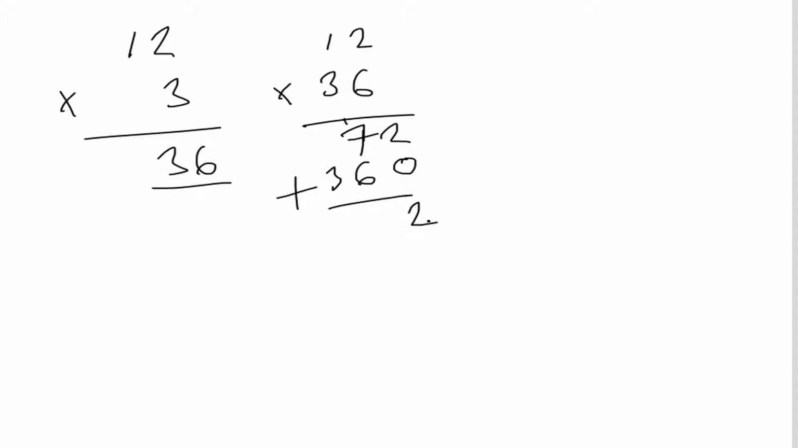So 2 plus 0 is 2. 7 plus 6 is what? 6, 12, 13. Carry the 1. 3 plus 1 is 4. 4, 3, 2. You guys can check on the calculator right now if you wish.